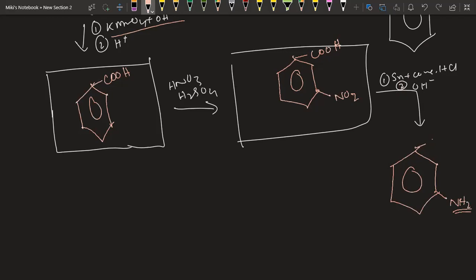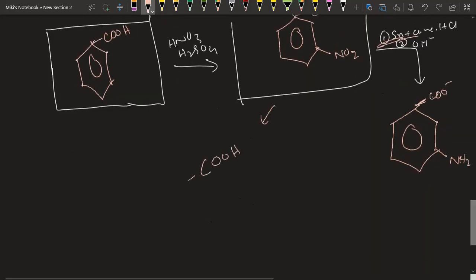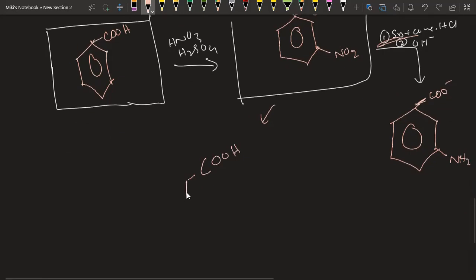OH minus is not going to react with the amine because both are alkaline, but think this way. This is a carboxylic acid. That means they are going to react. So what will we be left with? This is going to form COO minus. Okay, so that's what is going to form here. In the first condition, what is forming? Let's see. In the first condition, we are getting here COOH and NH2 on our benzene. This is the first condition given here.